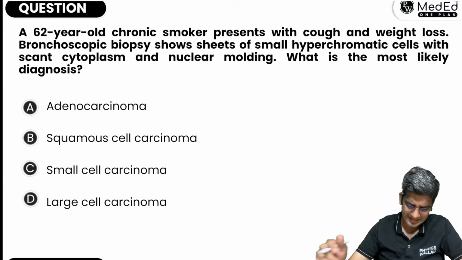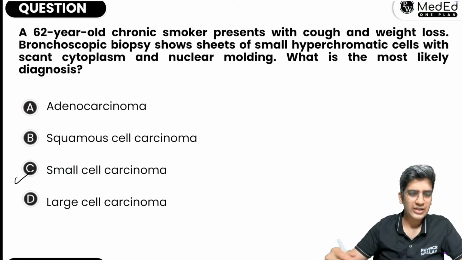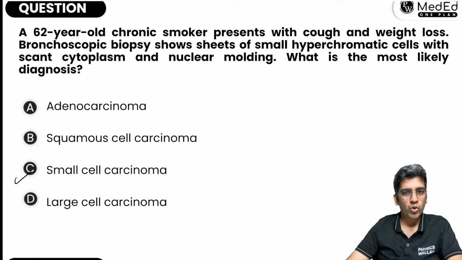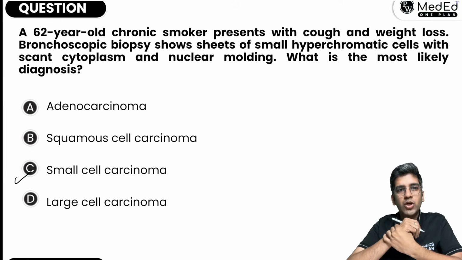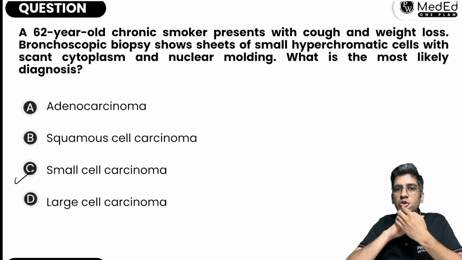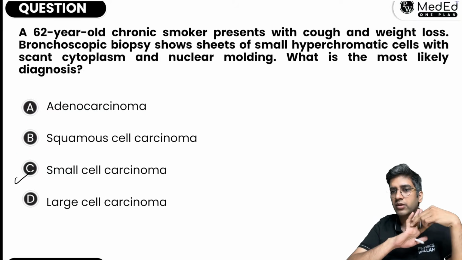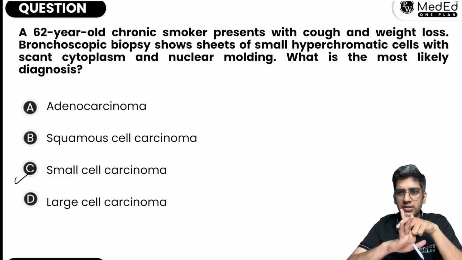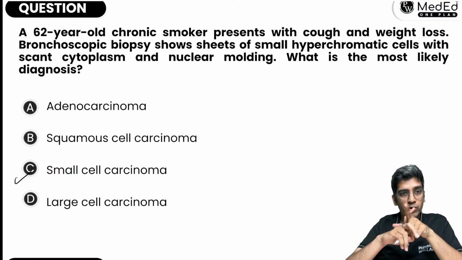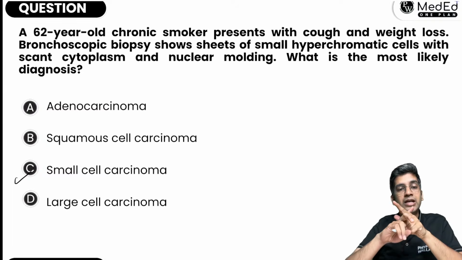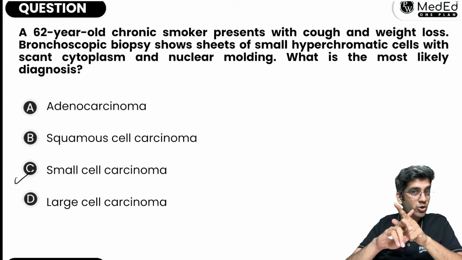It's nothing but a classical case of a small cell carcinoma of the lung, right? A 62-year-old with cough and weight loss, bronchoscopic biopsy shows small hyperchromatic cells, nuclear molding and everything. Apart from these clues, nuclear molding, scant cytoplasm. Do you know any one classical finding in case of small cell carcinoma? Squamous will not have nuclear molding, right? Squamous will have keratin pearls, right? It is small cell carcinoma of the lung, not squamous, right?